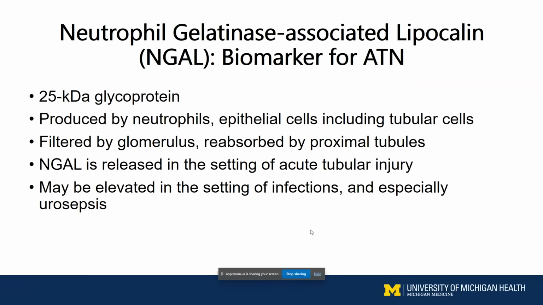and we have already damaged the nephrons. So NGAL is a 25 kilodalton glycoprotein. It appears as early as 1 hour after the injury, and accumulation is proportional to the severity. It is produced by neutrophils and epithelial cells, including tubular cells. It is filtered by the glomerulus and reabsorbed by the proximal tubule. It is released mainly in the setting of acute tubular injury, and that's why a higher number favors ATN. But it can be elevated in the setting of infection, especially urosepsis. So in patients with infection, we have to be very careful when we are using NGAL.